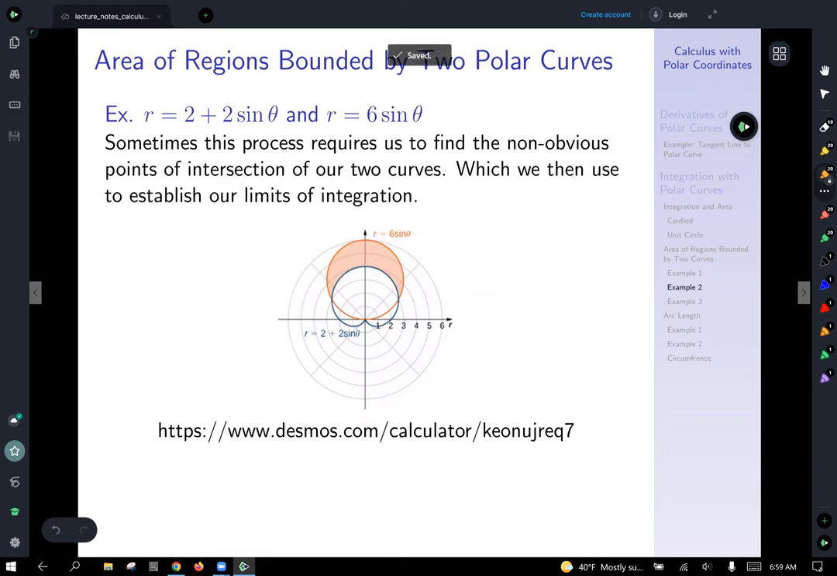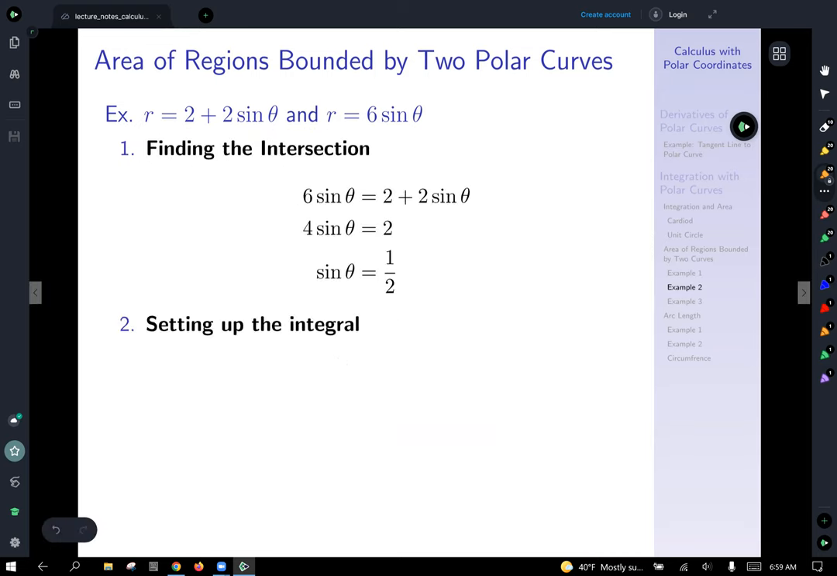Okay, another example. This time our curves are given by r is equal to 2 plus 2 sine of theta. That's given in blue below. And in orange, we've got r is equal to 6 sine of theta. When we look at these, it's a little less obvious what the angles of integration are going to be. And so we might need to do a little bit of algebra or use some technology to help us figure that out.